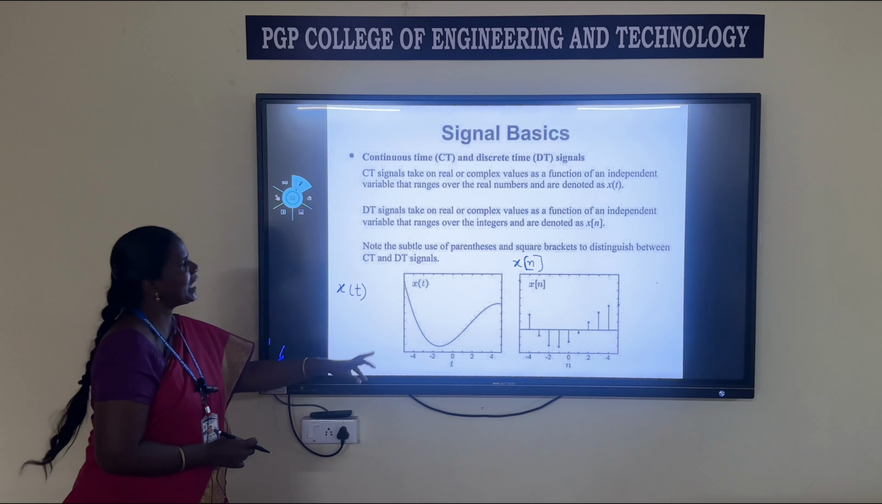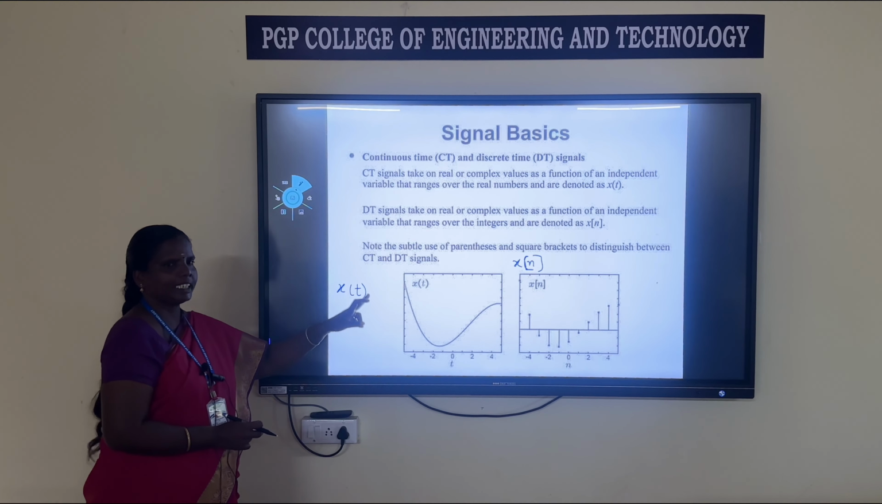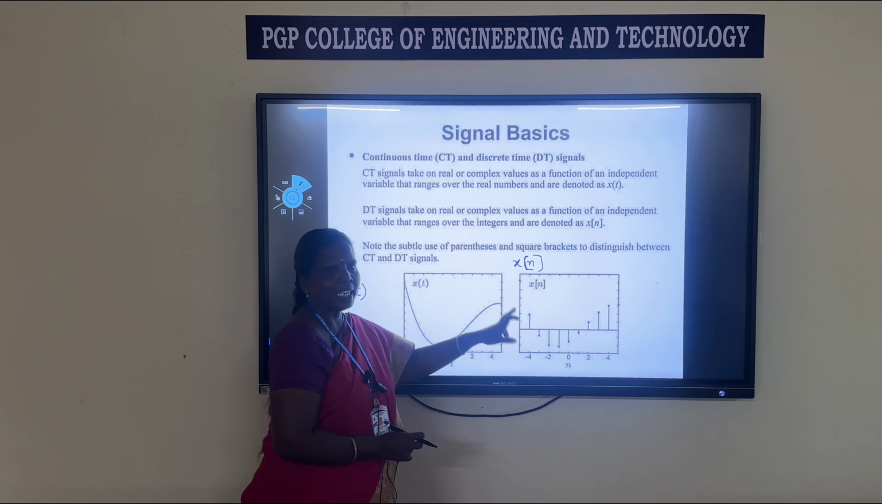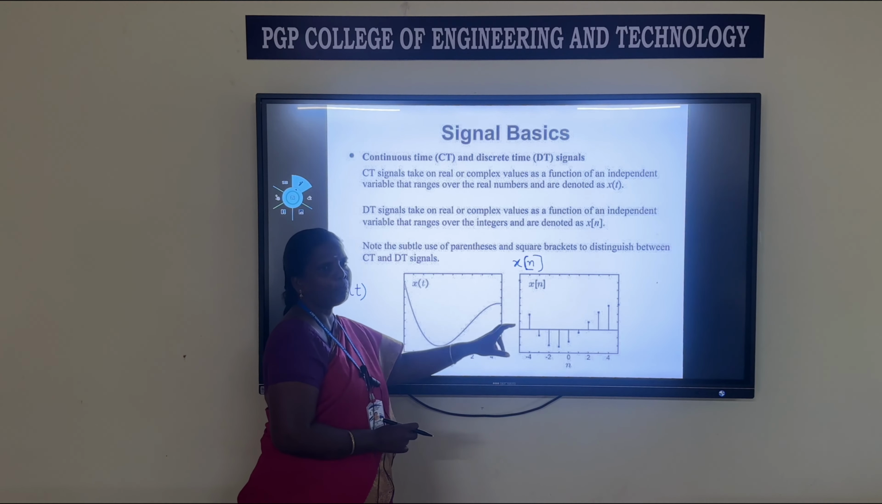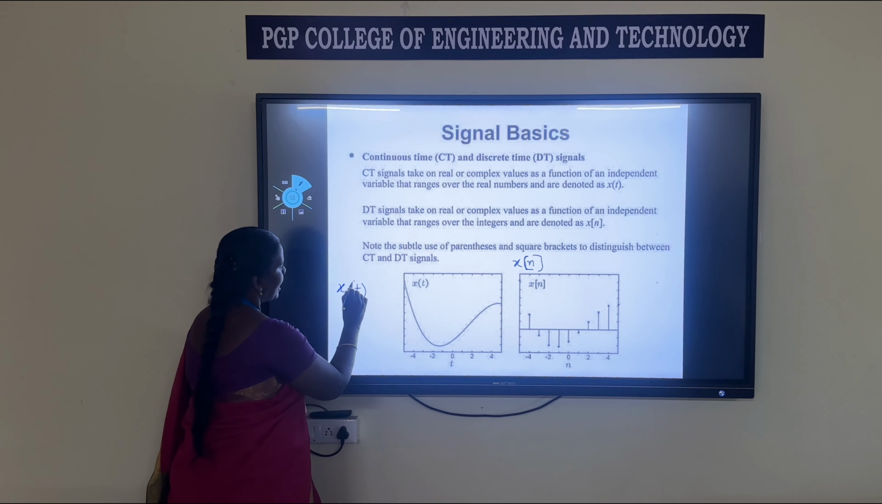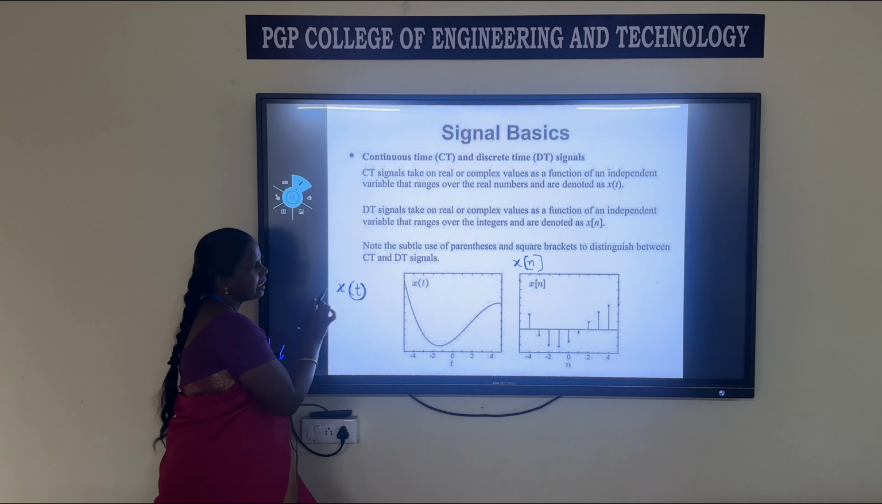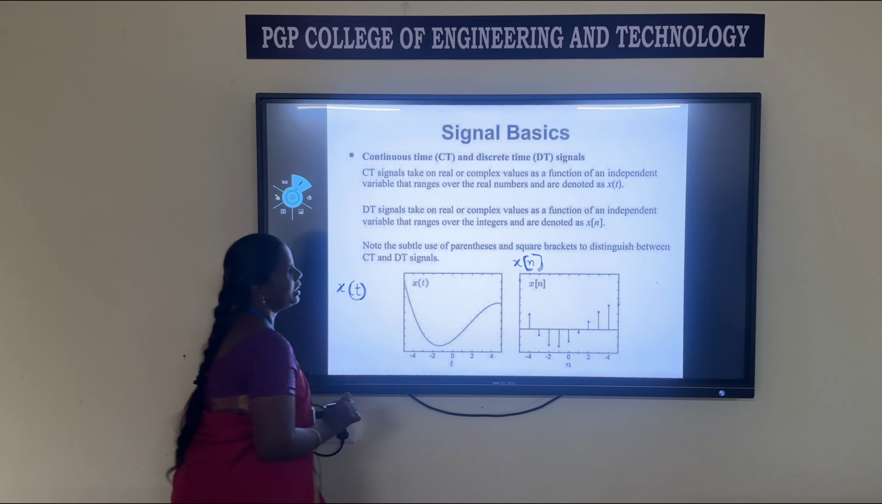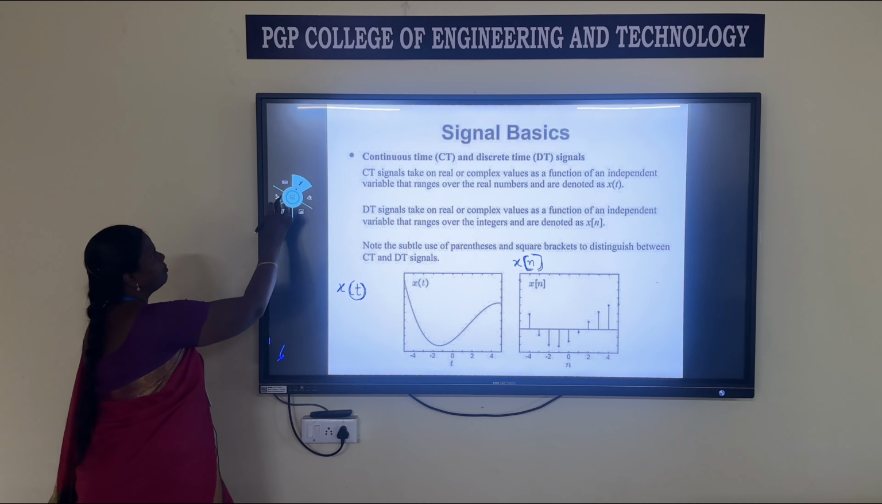In a continuous time signal, we can determine the amplitude of the signal at any time. In a discrete time signal, we can determine the amplitude of the signal only at particular intervals. The difference is that parentheses are used to represent the continuous time signal, and square brackets are used to represent the discrete time signal.